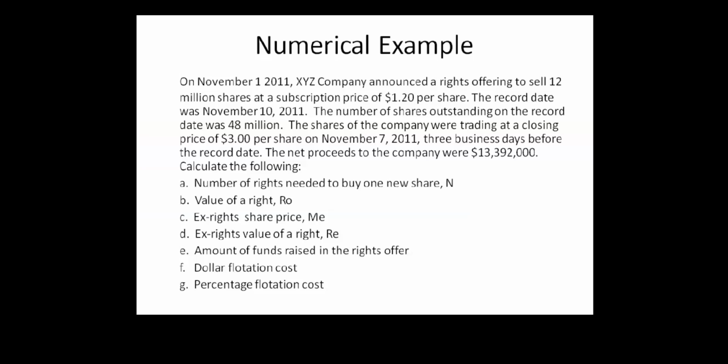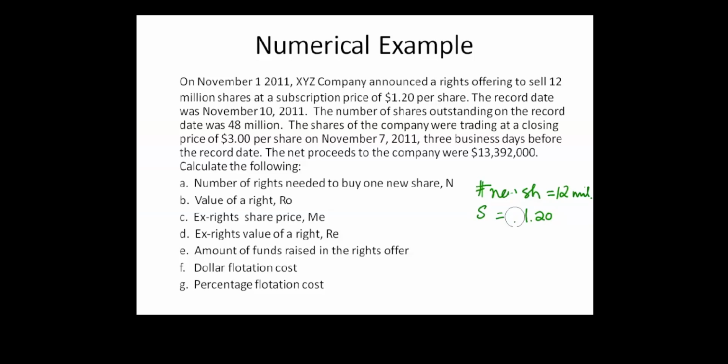And now, without further ado, let's move on to our numerical example. Here we have a company XYZ that has a rights offer to sell 12 million shares at a subscription price of $1.20. This gives us the number of new shares equal to 12 million, and S, the subscription price, equal to $1.20.